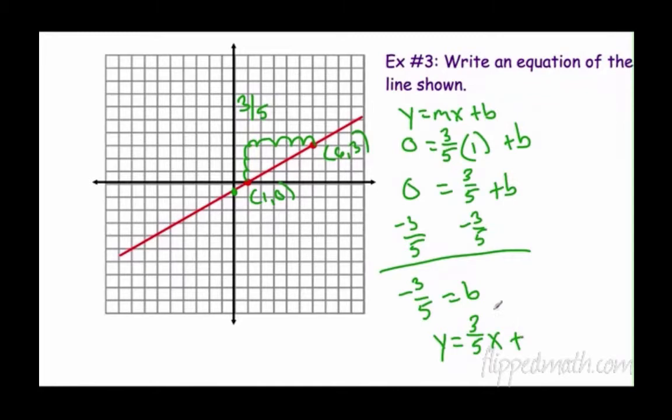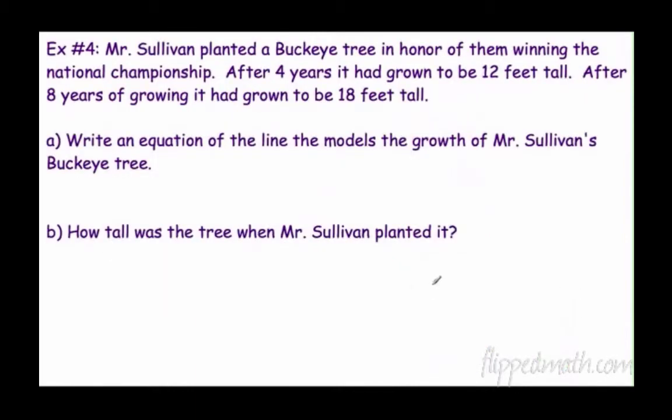X plus b. What's my b? Negative 3/5. Now I think we've talked about this, but remember, adding negative 3/5 and subtracting a positive 3/5 is the same thing. Okay? Let's try another one.